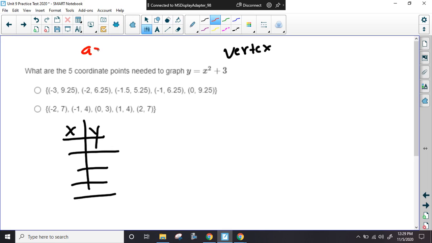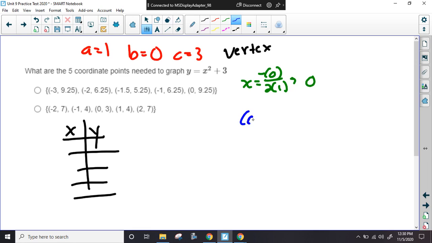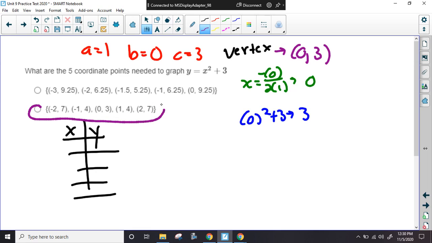On this one, A is 1, B is 0, C is 3, because there is no number beside x. Which means when we find the axis of symmetry, this is negative 0 over 2 times 1, which is 0. That's our x value. For our vertex, we just say 0 squared plus 3, and that's how we get 3. So our actual vertex is 0, 3. That's why this would have been that choice.